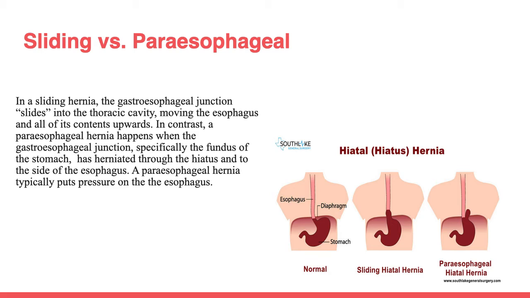A paraesophageal hernia typically puts pressure on the esophagus, and you can see in the photo on the right side that the main difference is just that the sliding hernias go straight upwards, and the rolling or paraesophageal go to the side and kind of put pressure on the esophagus over there. The paraesophageal is more serious when symptoms come on than the sliding, and the sliding is more common than paraesophageal.